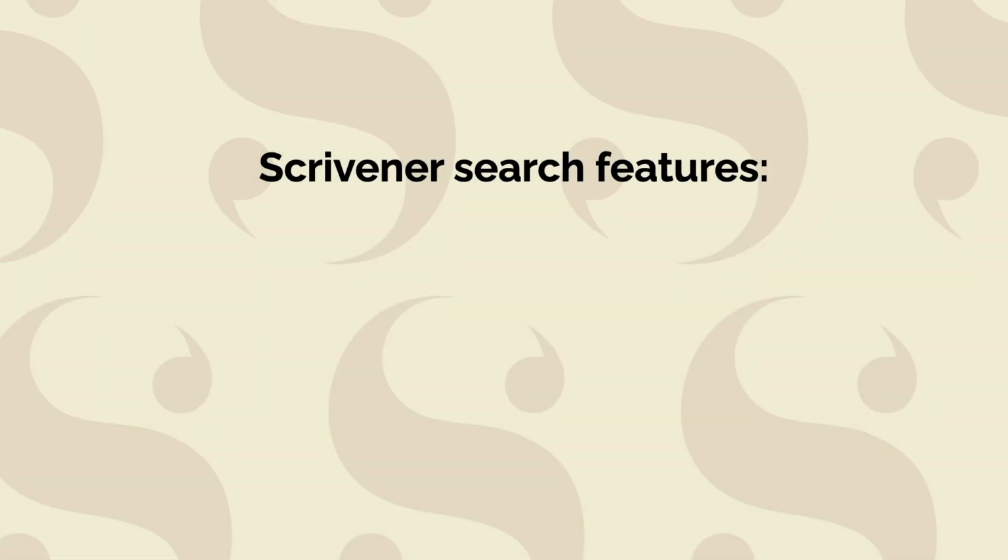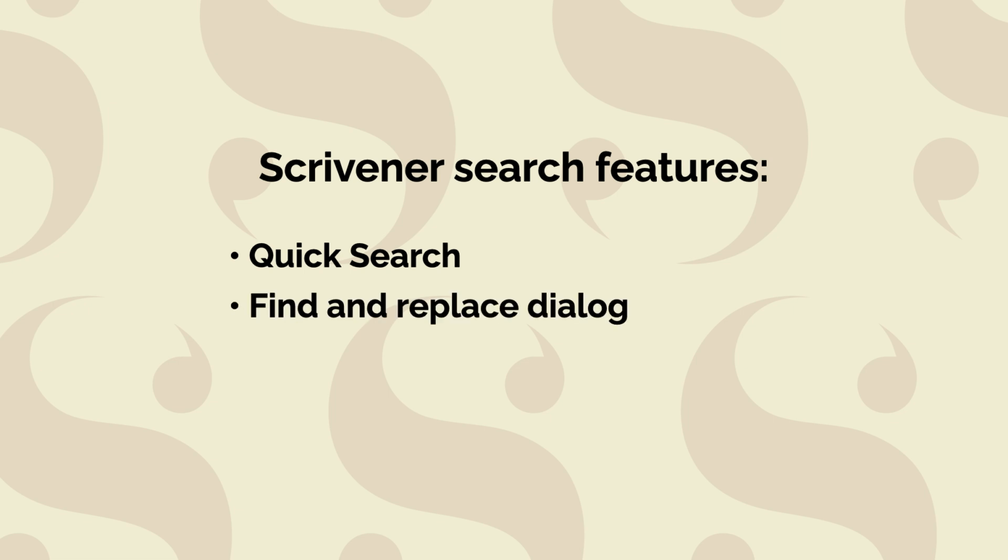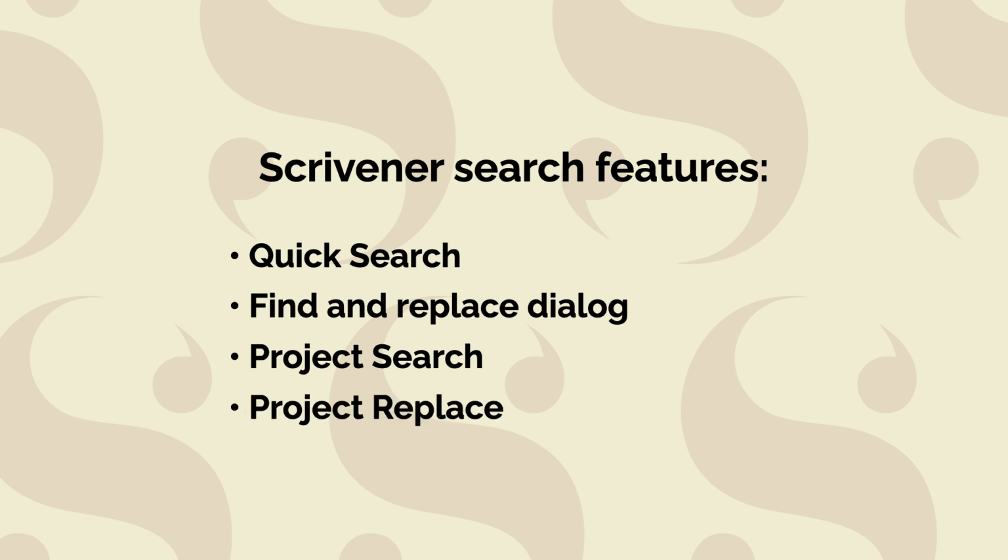There are several ways that you can find and replace text in your Scrivener projects. You can perform a quick search by typing in the toolbar. You can find and replace text with a standard find dialog. You can search across your entire project, your texts, notes, research, and more. And you can use Project Replace to find and replace things like character names or terminology in your entire project.